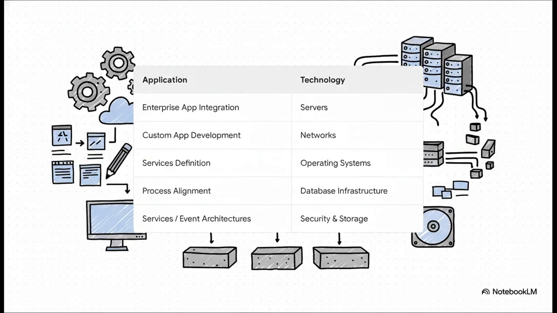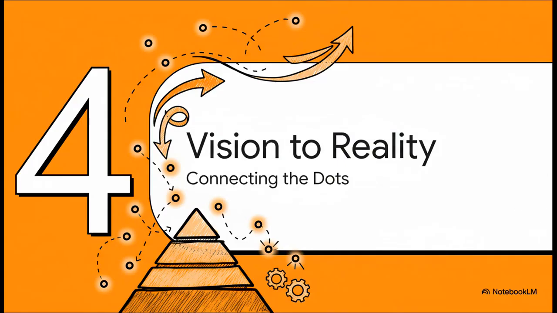So on the left, you've got the applications, the software that does the work, from integrating big enterprise systems to custom-built tools. And on the right, you've got the technology it all runs on. Every single business goal eventually translates into a requirement for physical servers, secure networks, and a robust database infrastructure. This is where the vision meets the metal. Okay, so we've seen all 4 layers. Now let's connect the dots and see how a single business idea flows all the way through the pyramid, from top to bottom.